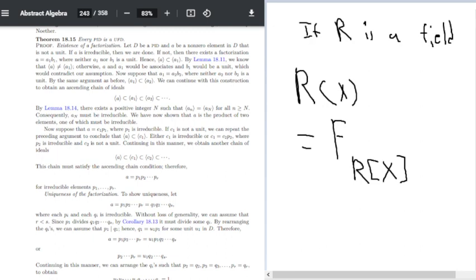Now, suppose that A is equal to C1 P1, where P1 is irreducible. If C1 is not a unit, we can repeat the preceding argument to conclude that the principal ideal generated by A is a subset of the principal ideal generated by C1. Either C1 is irreducible, or C1 is equal to C2 P2, where P2 is irreducible and C2 is not a unit. Continuing in this manner, we obtain yet another chain of ascending ideals, and the chain must satisfy the ascending chain condition. Therefore, A is equal to P1, P2, all the way to PR, where the P1 all the way to PR are irreducible elements. Uniqueness of the factorization.